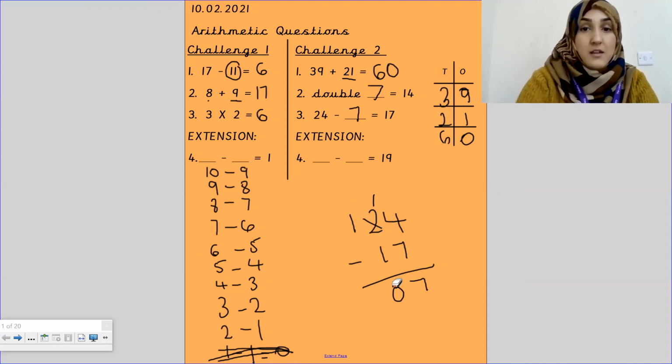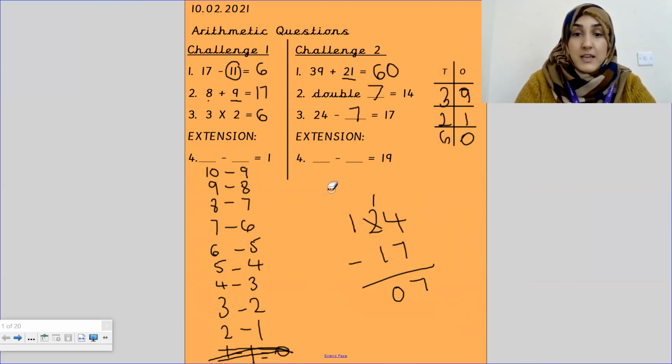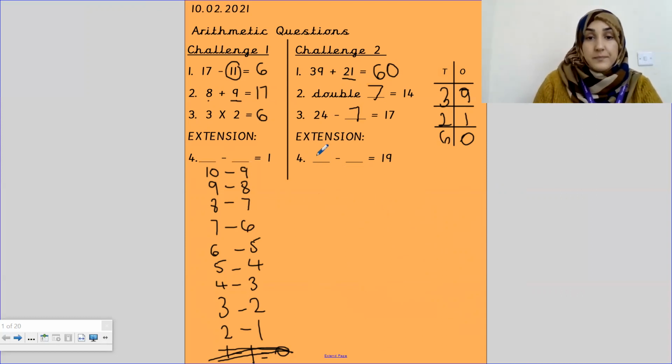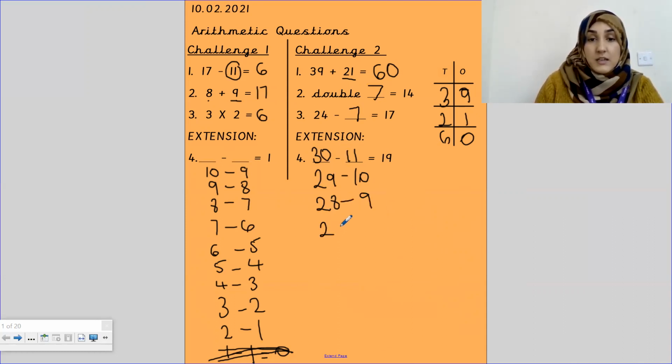Okie dokie, Morris class. Now, for your extension question, we have two numbers that take away from each other to get to 19. Now, if I start off my pattern at 30, for example, 30 take away 11 equals 19. And I know that because if I take 10 away from 30, that gives me 20. And if I take away one more, that gives me 19. Then I could do 29 take away 10. Then it would be 28 take away 9. Then 27 take away 8, then 26 take away 7, then 25 take away 6, and 24 take away 5.